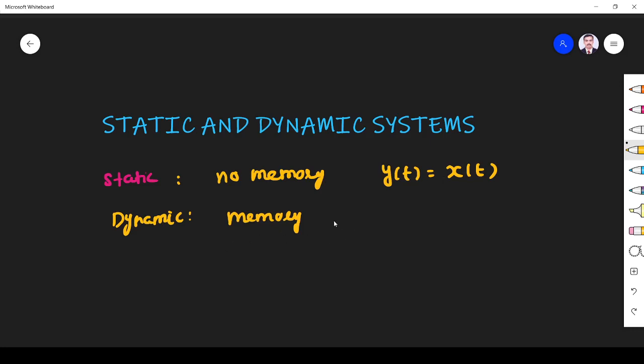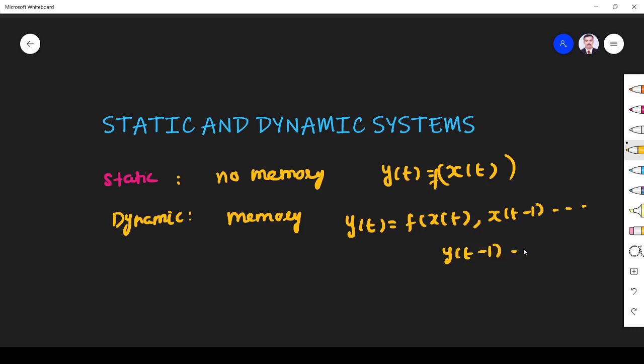Whereas dynamic systems have memory. So that means your present output depends on the present input, past inputs, and past outputs. I can call this f of the present input x of t, past inputs like x of t minus 1, and past outputs. If it depends on a present input, past inputs, and past outputs, then in order to get this value, they must be stored somewhere. So they need memory. Those things come under the category of dynamic systems.